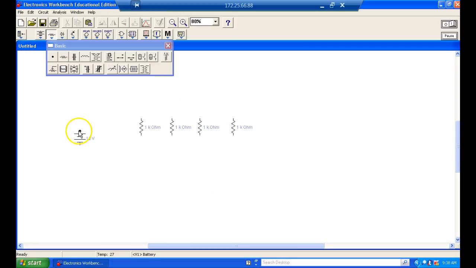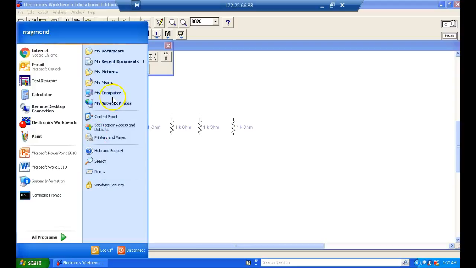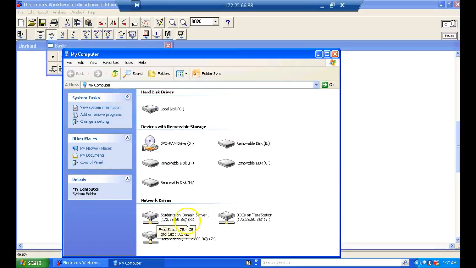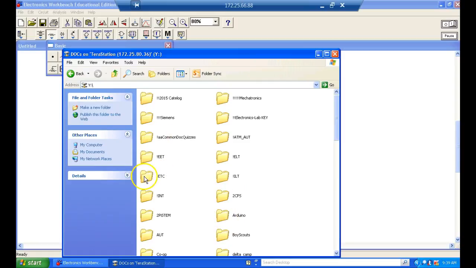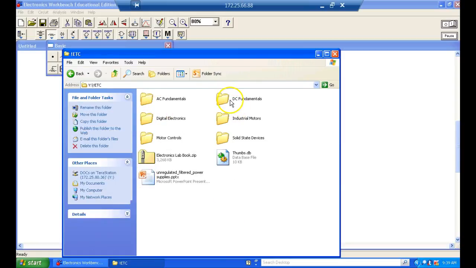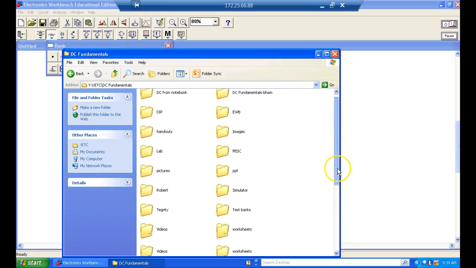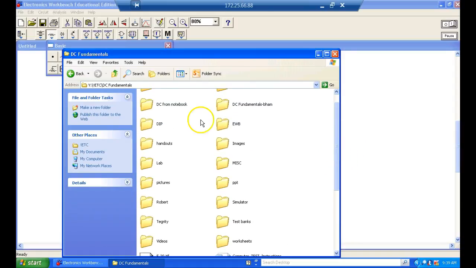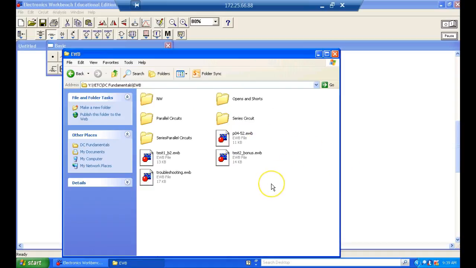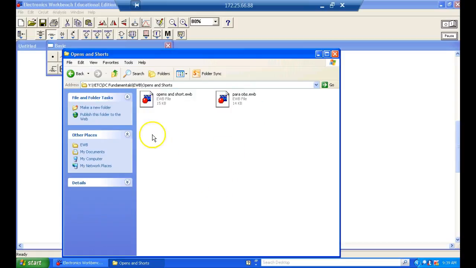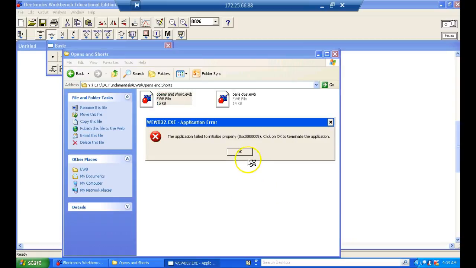I thought I had these circuits saved, guys, but let me look in the DC folder. That might save us a little time. So DC, we usually deal, let's see, Electronic Workbench. Opens and shorts. So there we go. Oops, messed up.